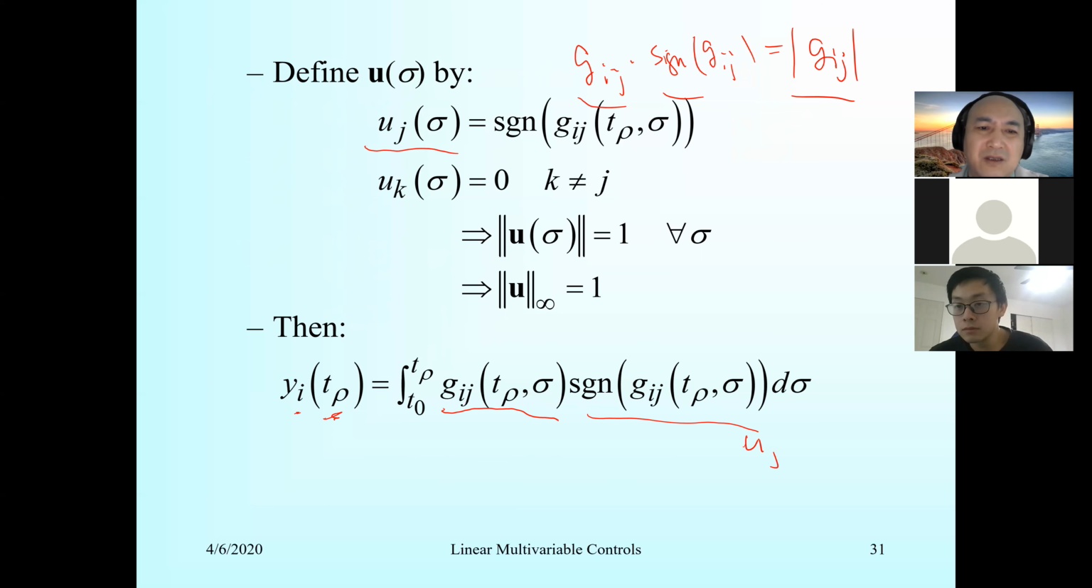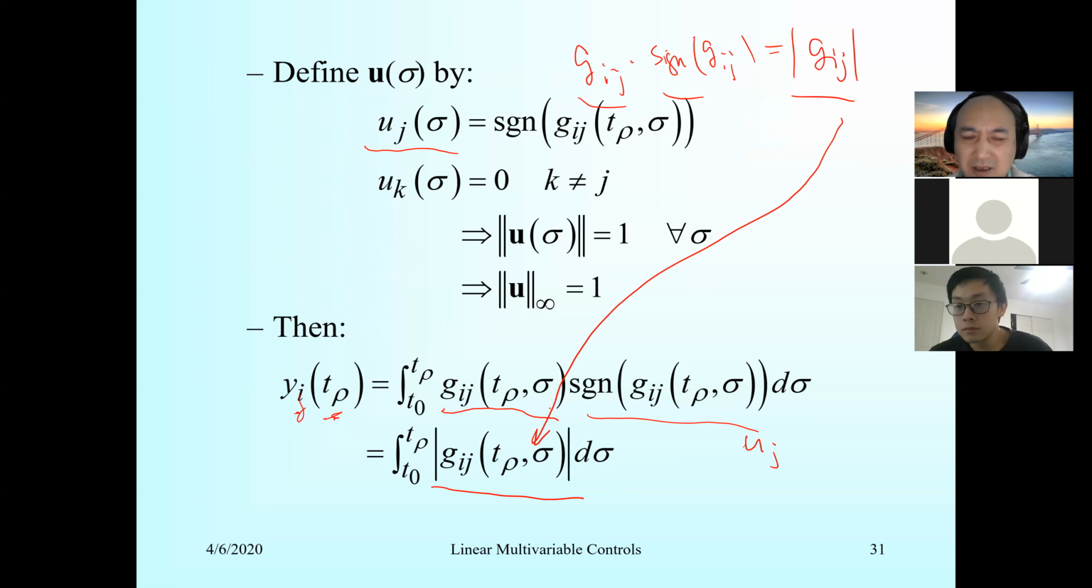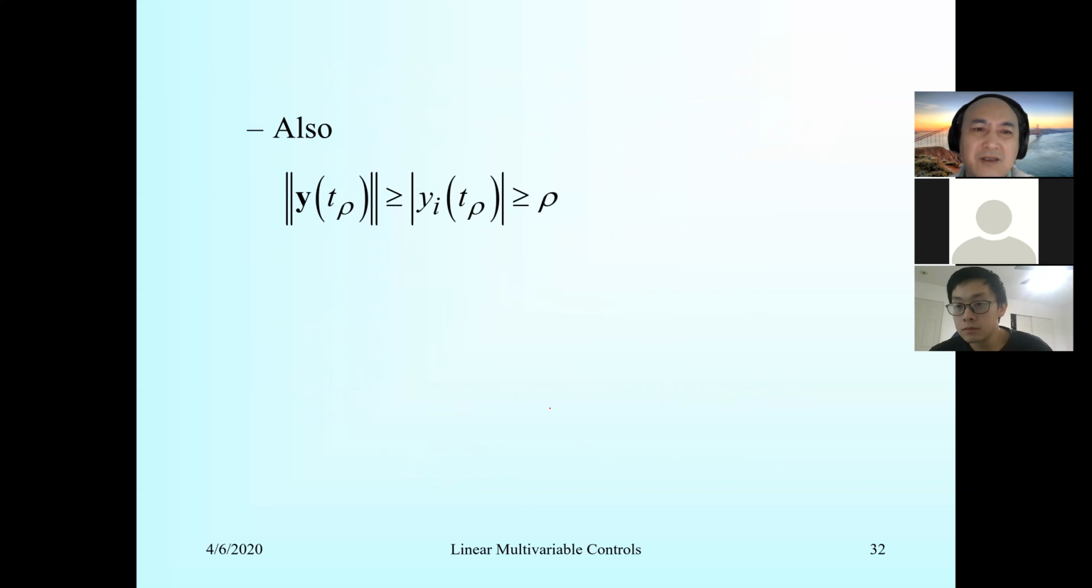I think this is J, but it doesn't matter. The idea is you can form this absolute value in here. You can see the basic idea here. And this one will be greater than rho. We already know, greater than rho. And so at a certain point, because it's always greater than rho, then adding other components, of course, this will be bigger than the single component.